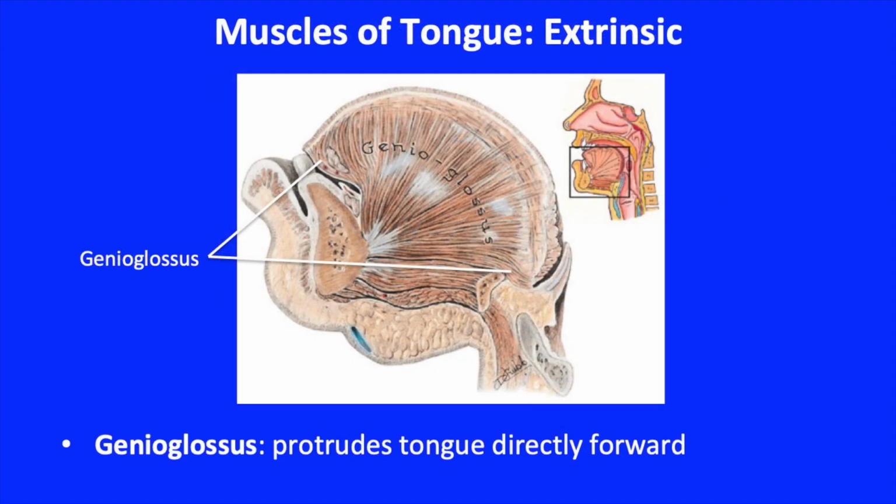We now move to describe the muscles of the tongue, and first we will describe the extrinsic muscles of the tongue, the ones that move the tongue. The principal one is the genioglossus, the large fan-shaped muscle that makes up most of the body of the tongue. Its action is to protrude the tongue directly forward.